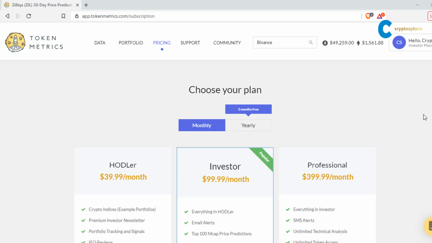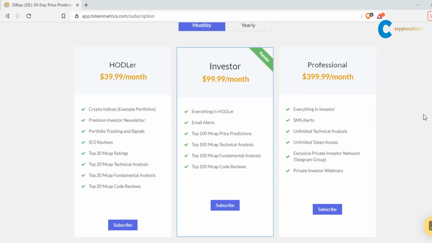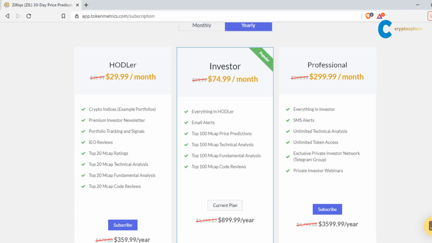If we take a look at the price, we can choose between monthly and yearly plans. The cheapest plan is $39 monthly or $29 if you take it for 1 year. Notice that you have fewer options depending on your subscription. I'm using the investor plan. For me, that's the one with the best value overall.